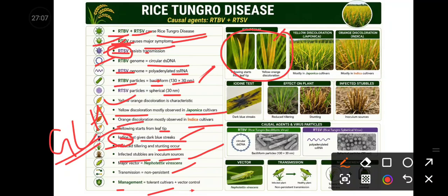Then it also causes reduced tillering and stunting. Major vector is Nephotettix virescens. Transmits the virus in non-persistent manner. Management is use of tolerant cultivar with vector control. So any type of insecticide you can apply for the vector control.